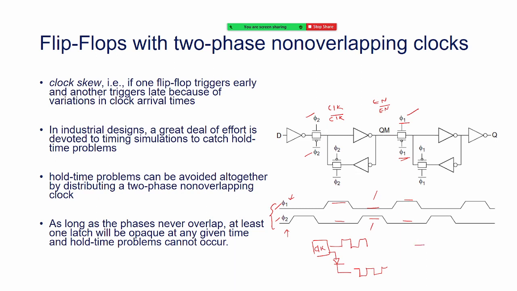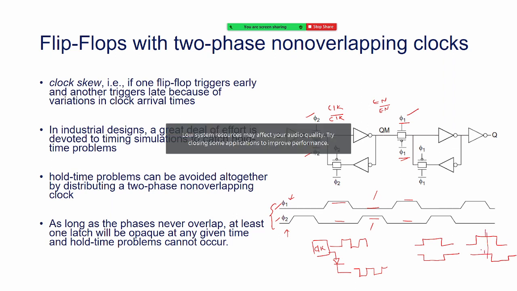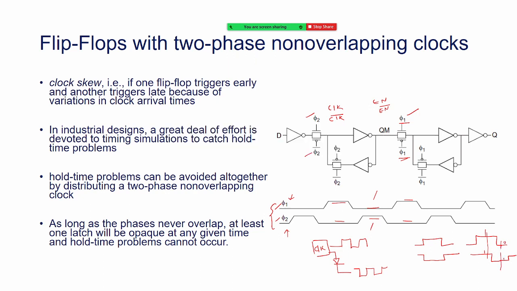I'm drawing the ideal one, and this is okay, but what if you have a clock like this, so it's logic high, right? You have logic 0 here, so it's a little overlapping. So that particular point is called clock skew.